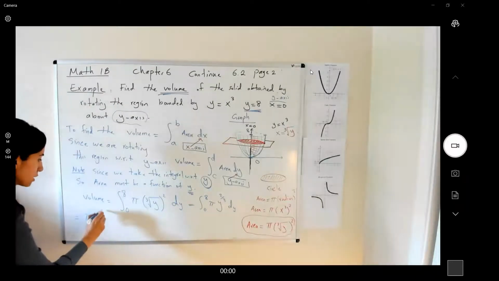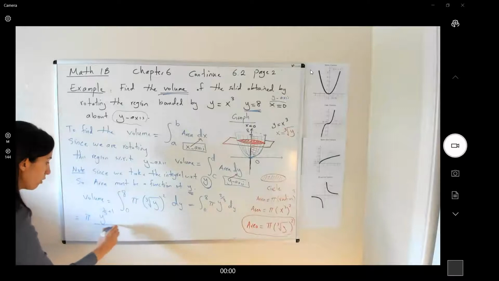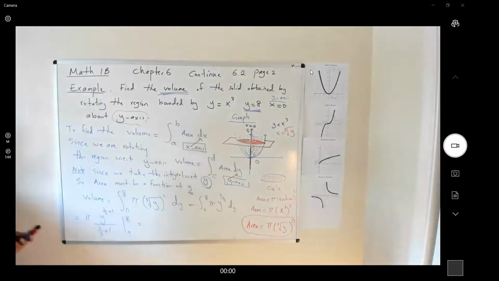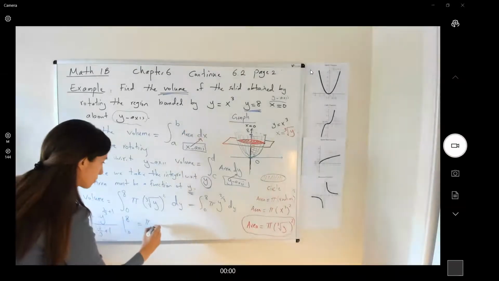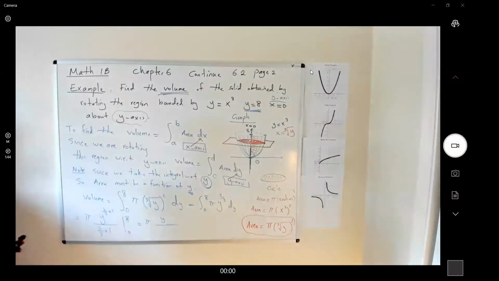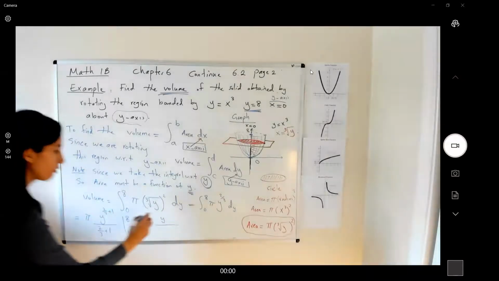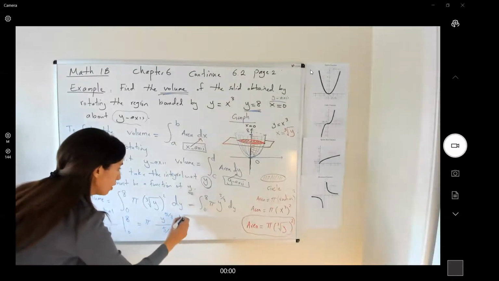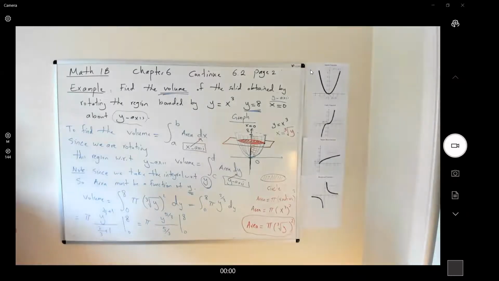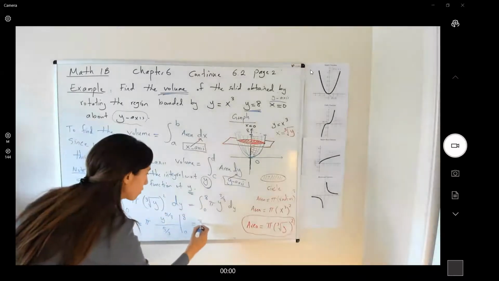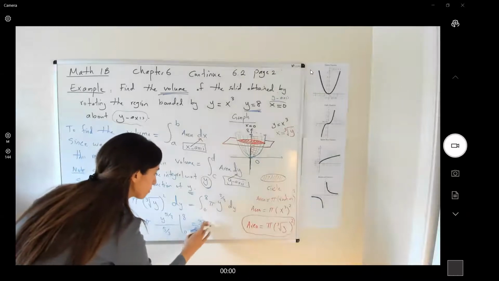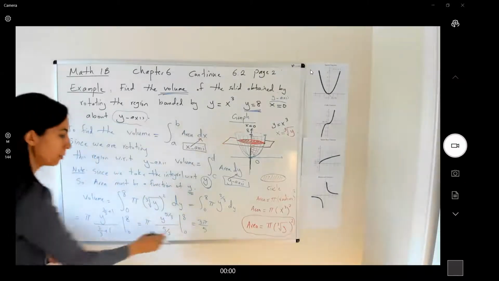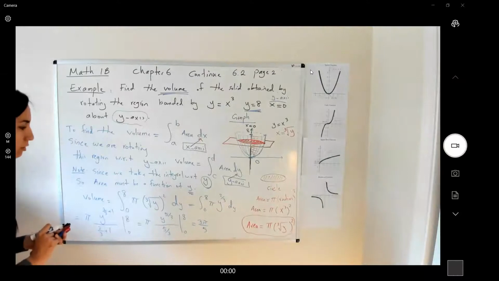So you get y raised to 2/3 plus 1 divided by 2/3 plus 1, and y ranges between 0 to 8. You get pi y raised to, if you take common denominator between these two, you get 5/3 divided by 5/3, and your y ranges between 0 to 8. So here we have 3 pi over 5, and we plug in 8. We're not worried about 0, because 0 makes the term 0.